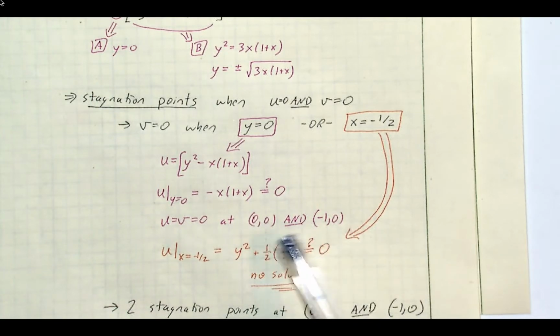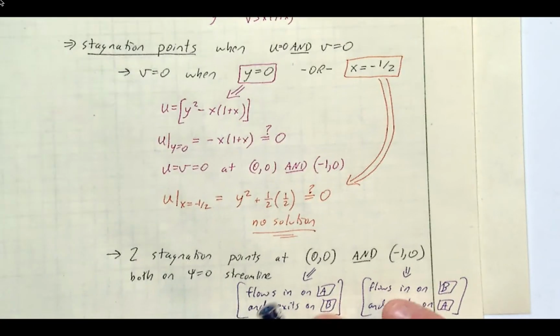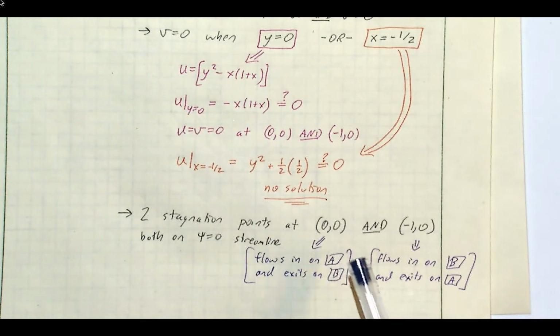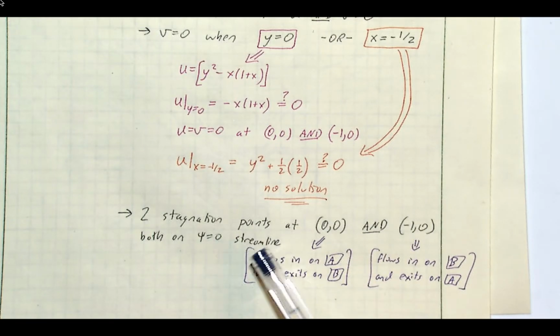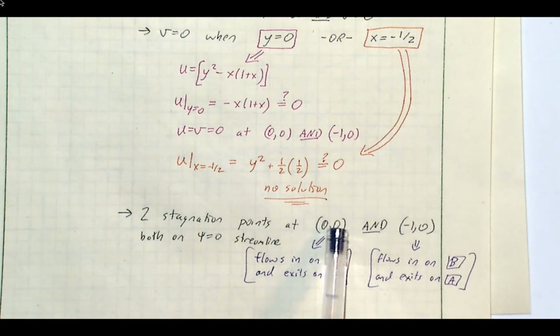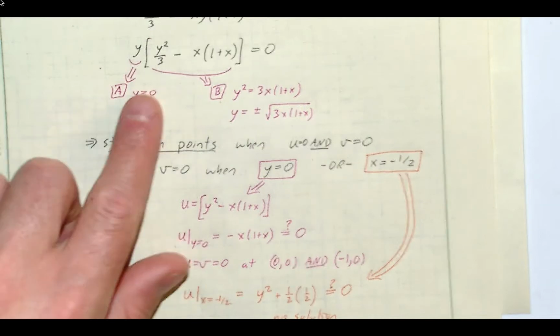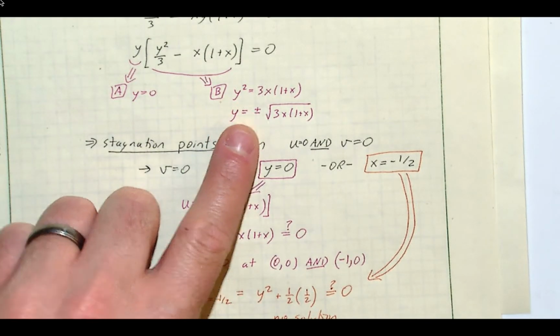So we only expect to see two stagnation points. And we do that when we plot it. We see two stagnation points at 0, 0 and at minus 1, 0, which are both on the psi equals 0 streamline. Okay? And by actually looking at the u and v components, you can determine that at the 0, 0 stagnation point, flow is coming in on the A arm of the psi equals 0 streamline and exits on the B arm, where I'm referring to up here. This is the A arm, this is the B arm.